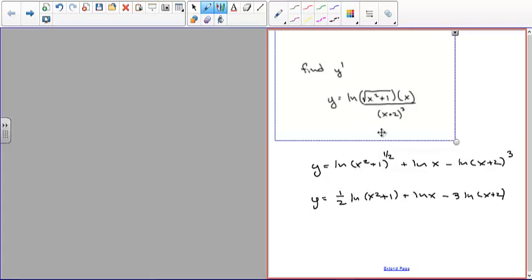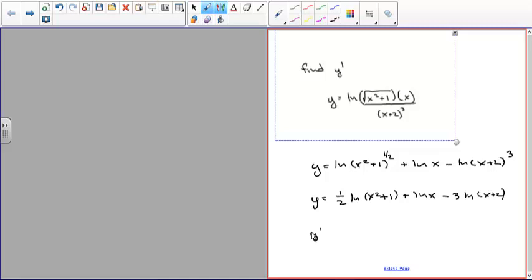So the first thing I did, well, I made the square root the 1/2 power, the argument to the 1/2 power. And then I broke it up into 3 parts. The natural log of x squared plus 1 to the 1/2 power plus the natural log of x minus the natural log of x plus 2 cubed. And then you can bring out the exponents. So that's the simplifying part.